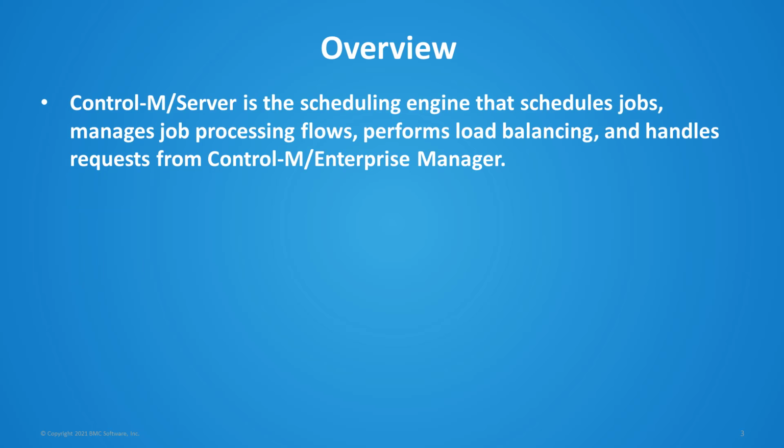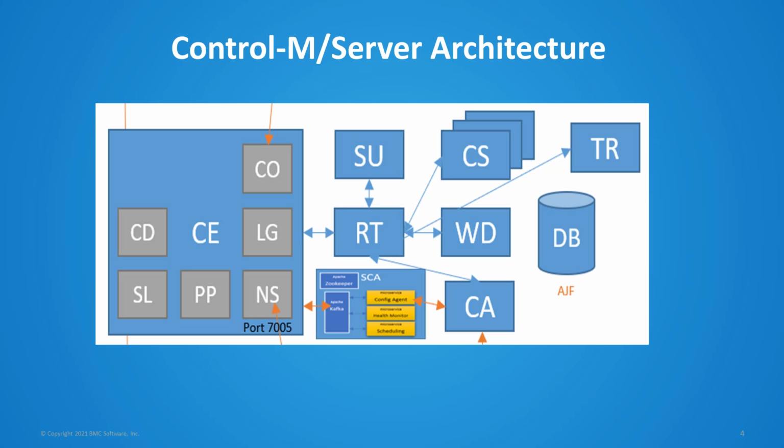The Control M server is the scheduling engine that schedules jobs, manages job processing flows, and submits job handling requests to the agent platforms, performs load balancing, and handles requests from the Control M Enterprise Manager. Here we have the architecture of the Control M server and the various processes that make up its internals. We will briefly cover these processes and their functions on the next slide.